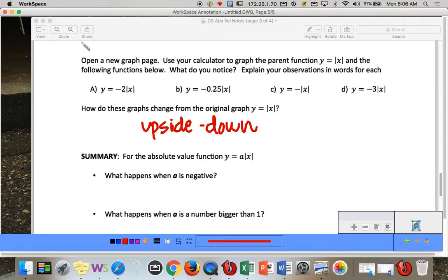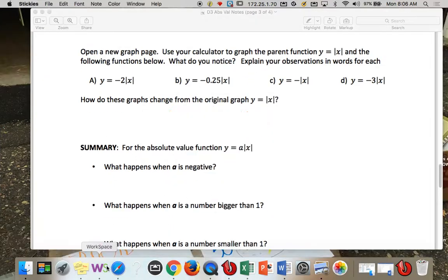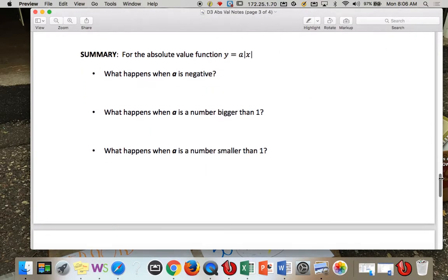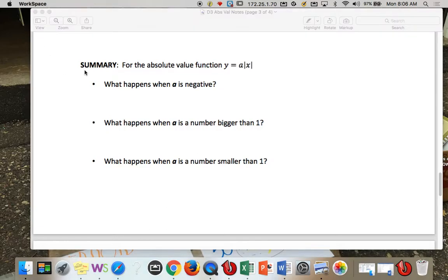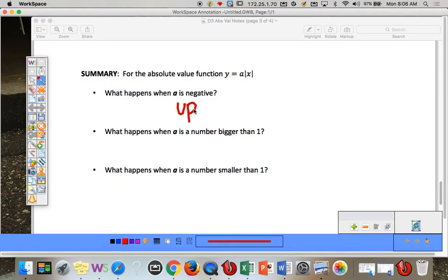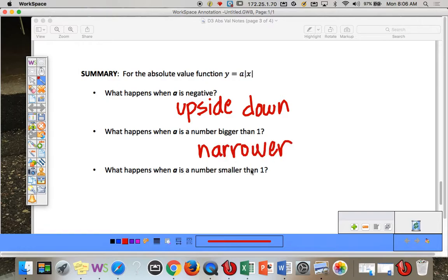Okay, so let's summarize. So what happens when A is negative? It flips over, it's upside down. When A is bigger than 1, then it was narrower or skinnier than the original. And when A is a number smaller than 1, like 0.25, it was fatter or wider than the original.